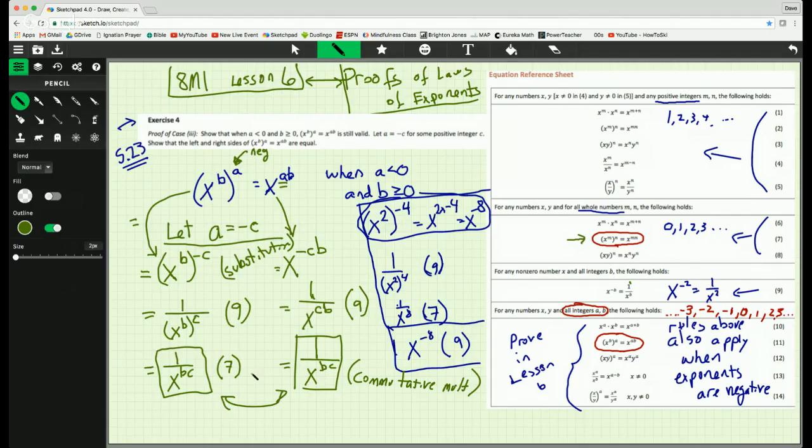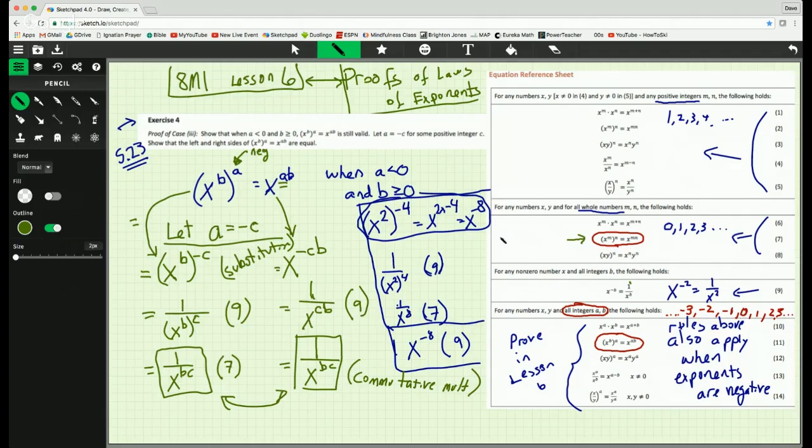So, in sum, I started here with x to the b, all to the a, and I was wondering whether that's the same thing as x to the ab. And yes, I proved this. Basically, I proved that the left side, which becomes equal to 1 over x to the bc, is equal to the right side, which can become 1 over x to the bc power. So using my rules 1 through 9, really combining rules 7 and 9, I can build and create rule number 11.